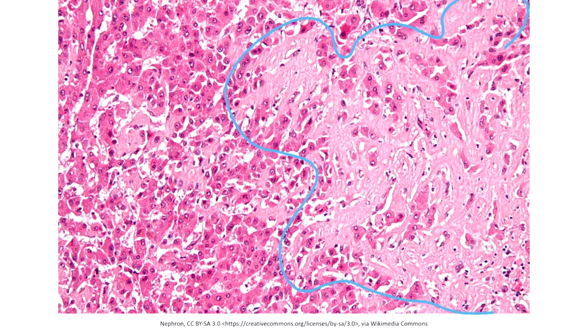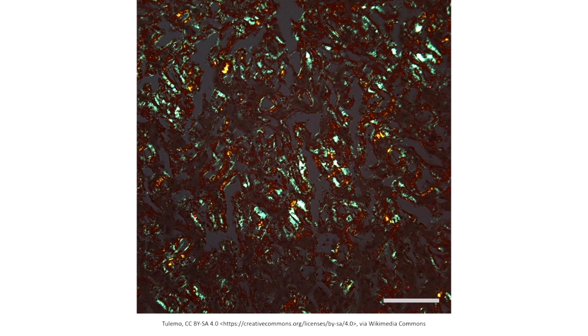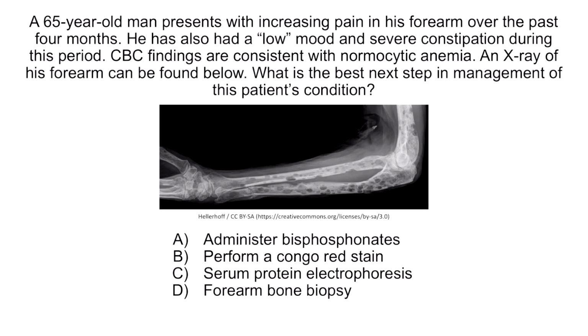Note the amorphous eosinophilic material, for example, right here. Here is another histopathological slide showing the hepatic amyloidosis stained with Congo red. Note the apple green birefringence under polarized light. All right, let's end this lecture with a final question.